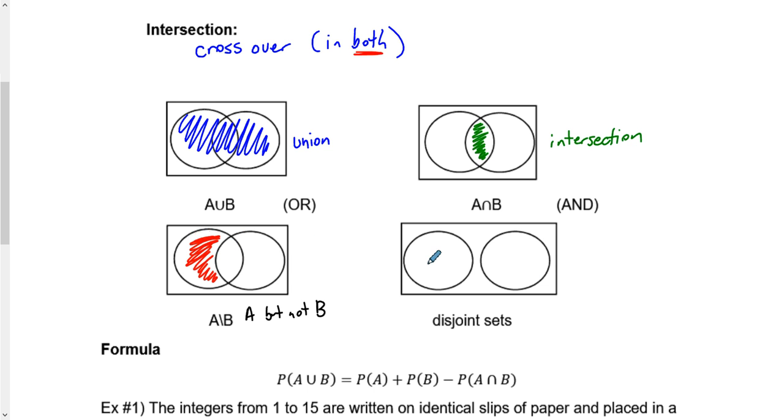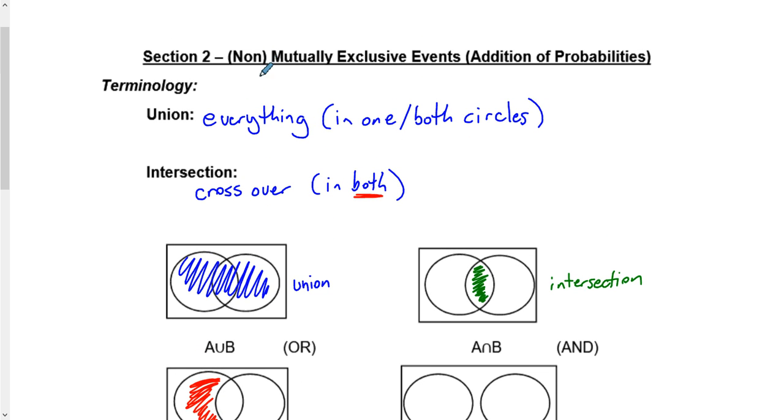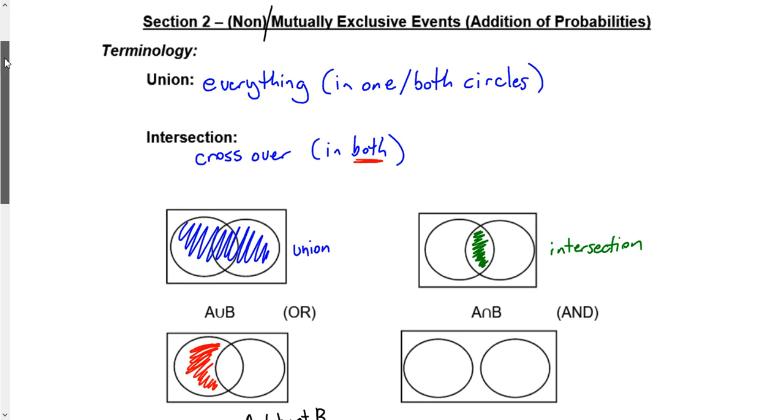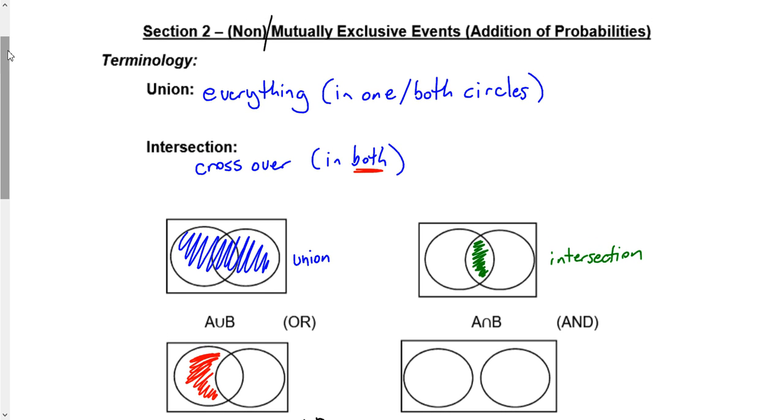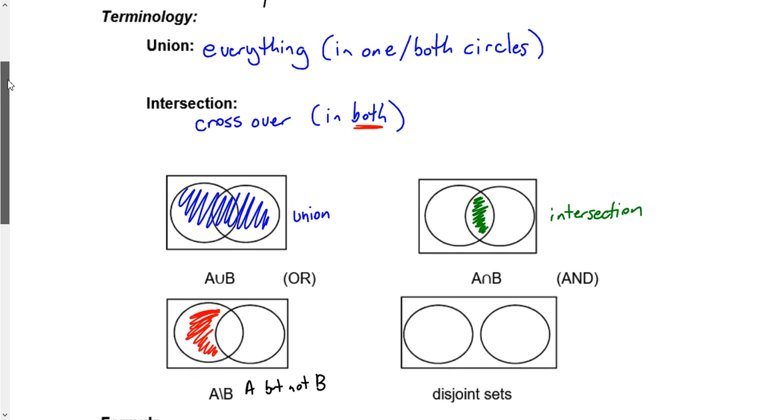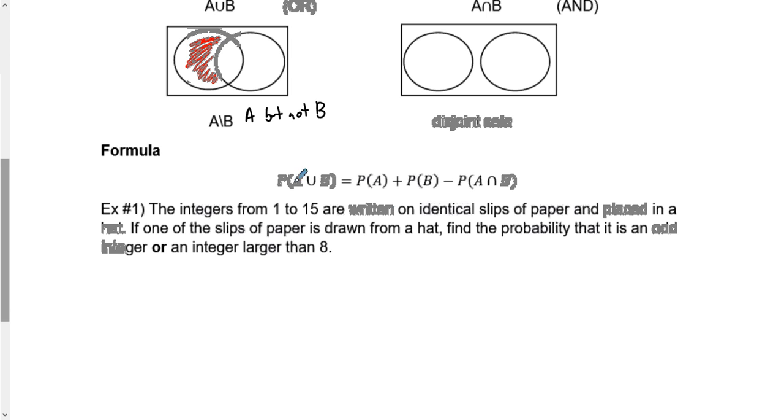And disjoint sets are these. So what we're actually talking about is non-mutually exclusive events. In other words, the addition of probabilities. We'll talk about what non-mutually exclusive events are. This is the formula that we'll use for non-mutually exclusive events.